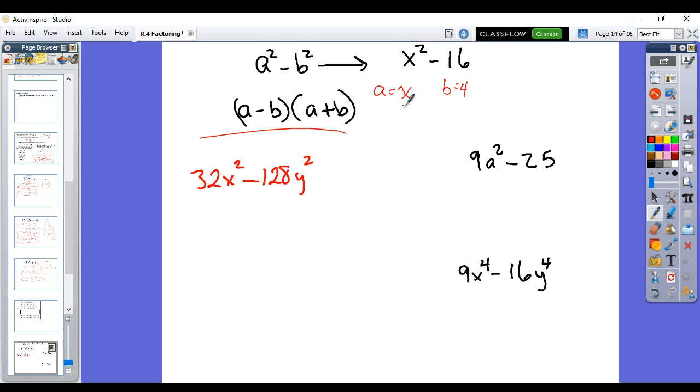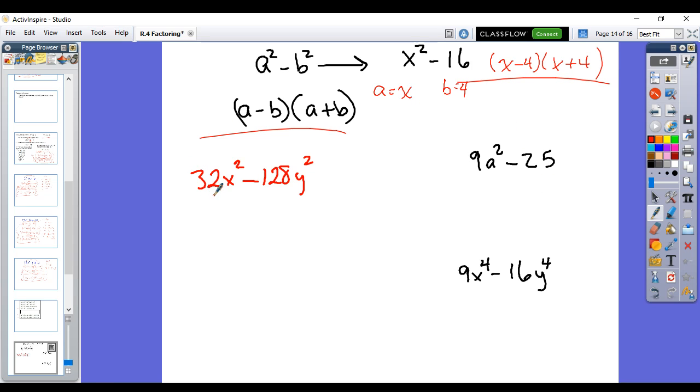So then all we got to do is take these two values and plug them into these spots. So our final answer would be x minus 4, x plus 4. Simple as that. We're looking at the square root of both of them and then putting them individually into here. That's factored out. Let's look at this one.